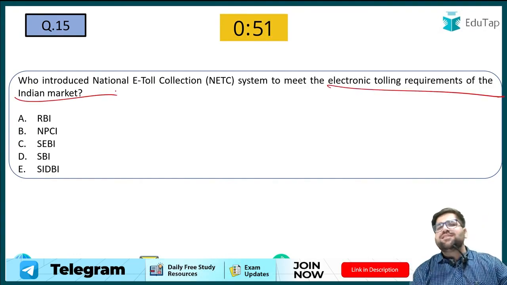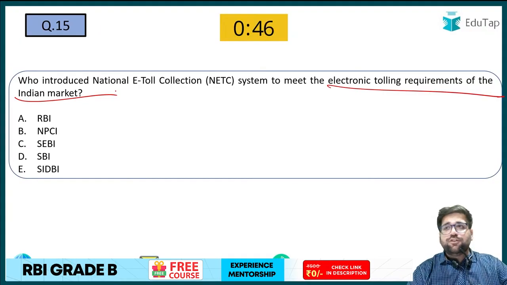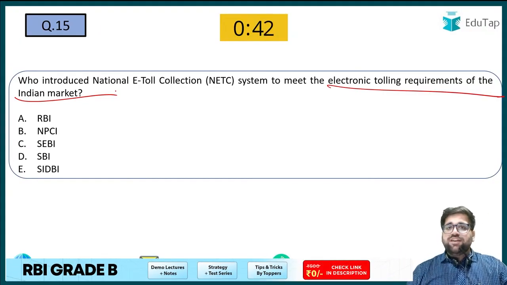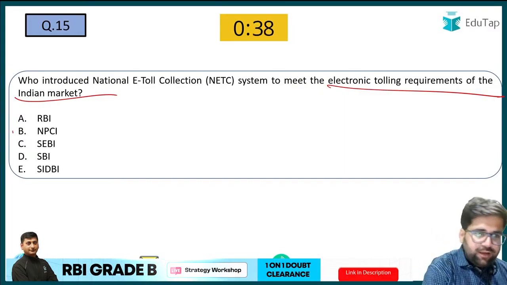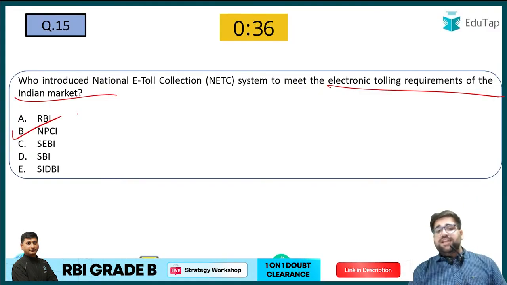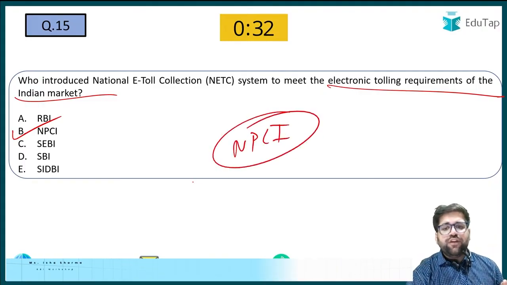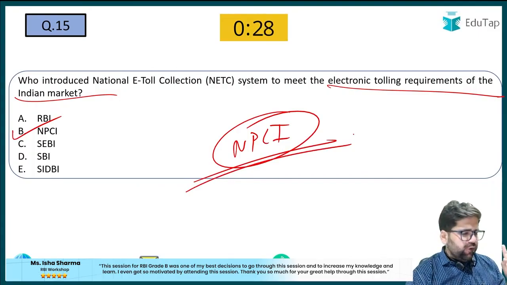Again, NPCI is one of the world famous institutions. Yes, it's world famous because of its UPI structure, and now you can see even France, and to some extent the USA, is trying to copy paste the entire structure which is followed in India. So yes, the correct answer will be NPCI. Now my question to you is that you have to tell me the formation year of NPCI. Just let me know in which year NPCI was formed.